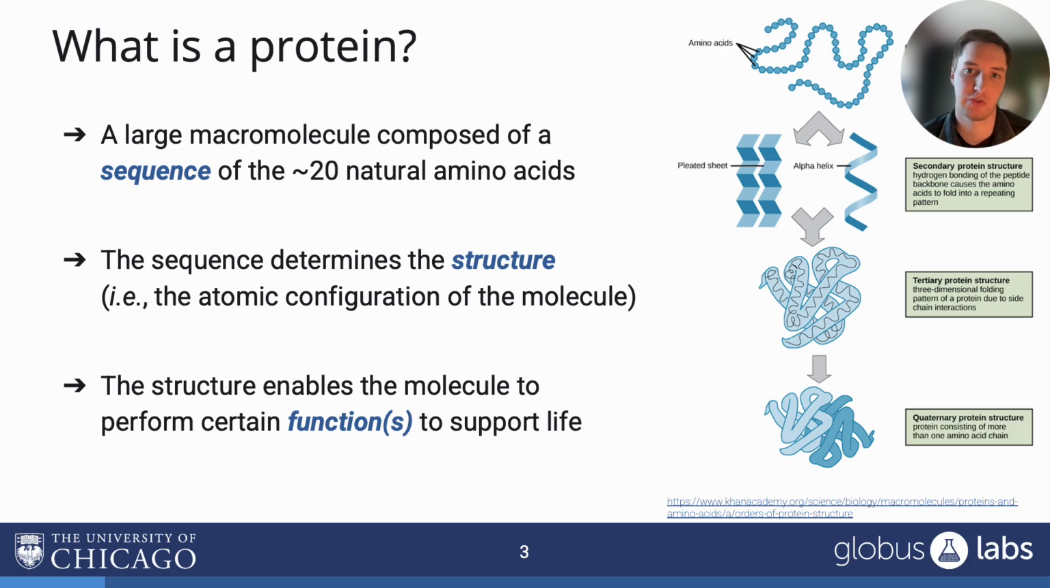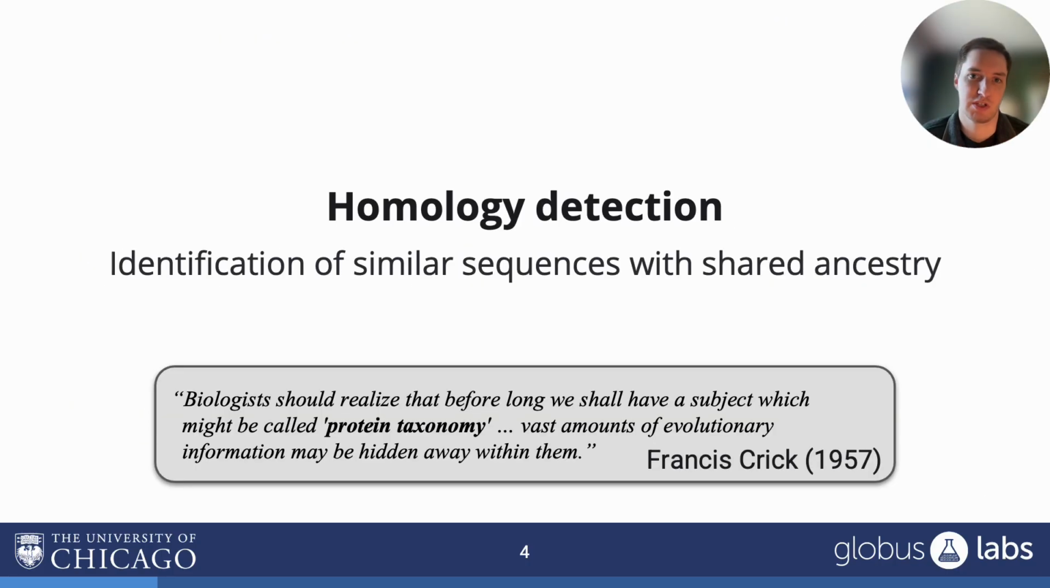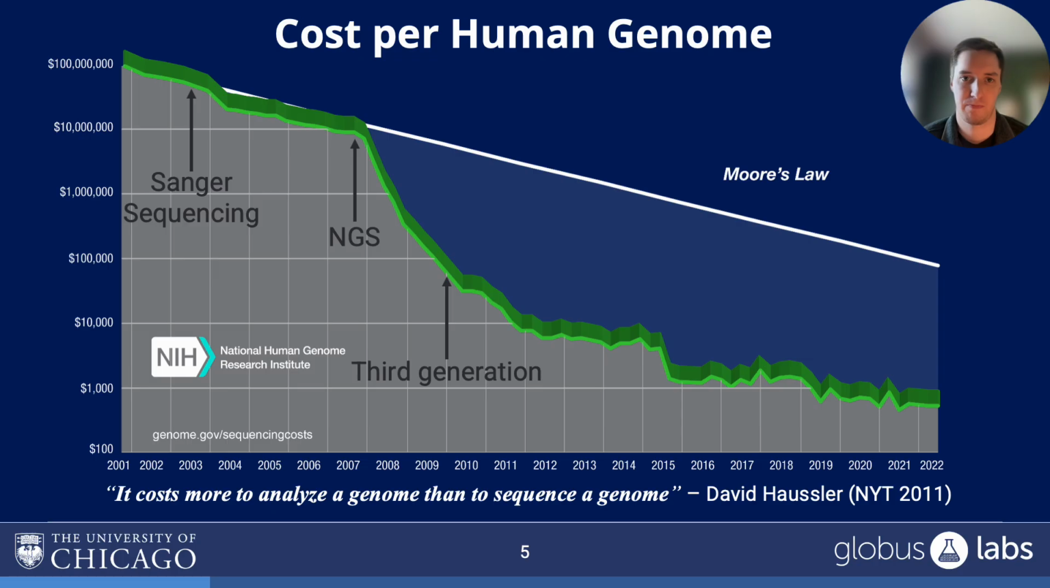Proteins are large molecules composed of a sequence of amino acids. That sequence determines the resulting three-dimensional atomic structure of the protein that ultimately allows it to function in a biological context. The application we'll discuss today is referred to as homology detection, which in our context is the task of identifying similar sequences as a proxy to infer a shared evolutionary ancestry. This idea dates back to the 1950s and continues to be an active area of research important to protein function annotation, predicting the 3D structure, as with AlphaFold, as well as designing new proteins.